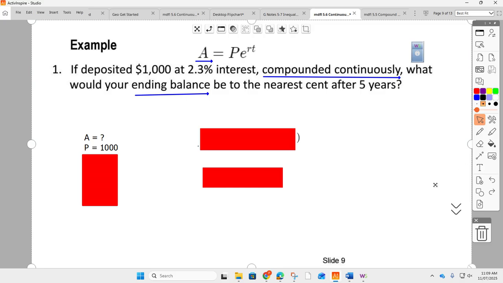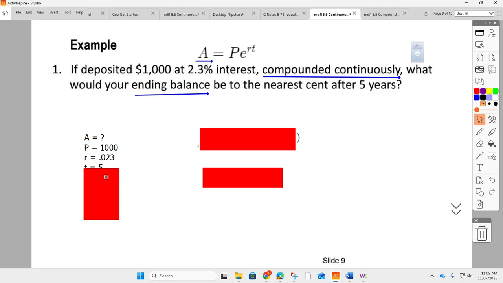0.023, that's right. A lot of you are putting 2.3, right? It's not 2.3. Remember, to get the rate as a decimal, you take the percent, get rid of the percent symbol, and divide by 100. If you do, you're going to get 0.023. The time, pretty straightforward, is 5.